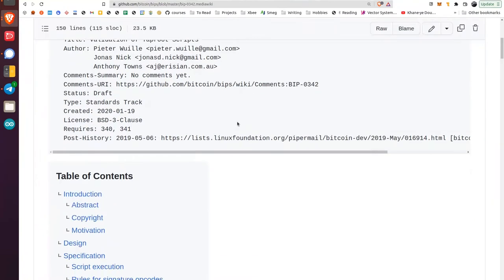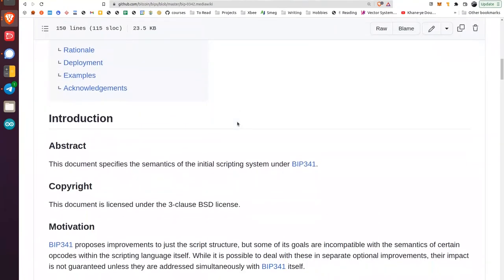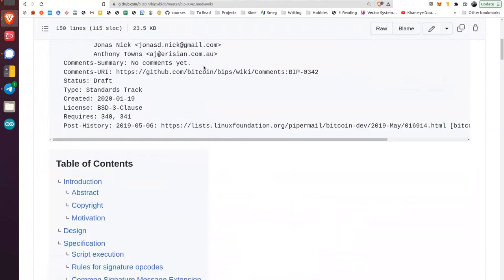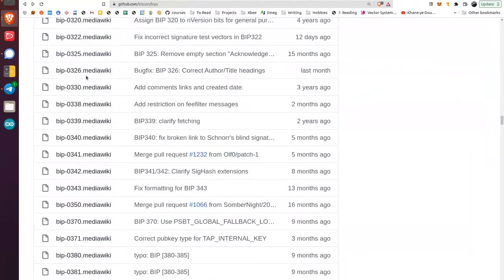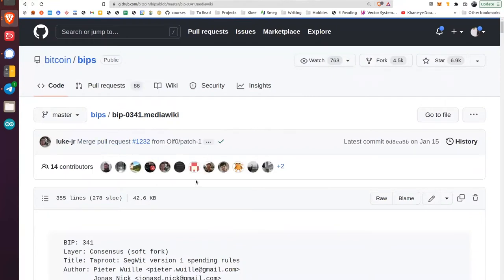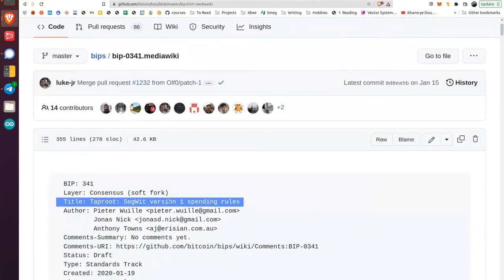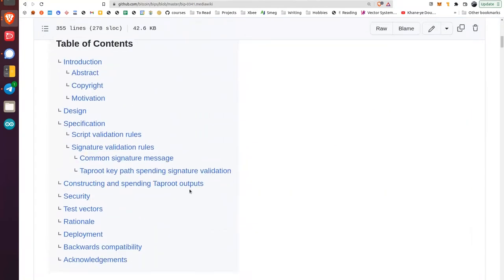Okay, so some things that we've learned so far about Taproot: we added a new signature scheme called Schnorr. What was the name of the last one? I forget. What was 341? We've learned that there's now SegWit version 1. We'll talk about what that means in a second. We learned that there are some spending rules. So we learned about all the spending rules on these.